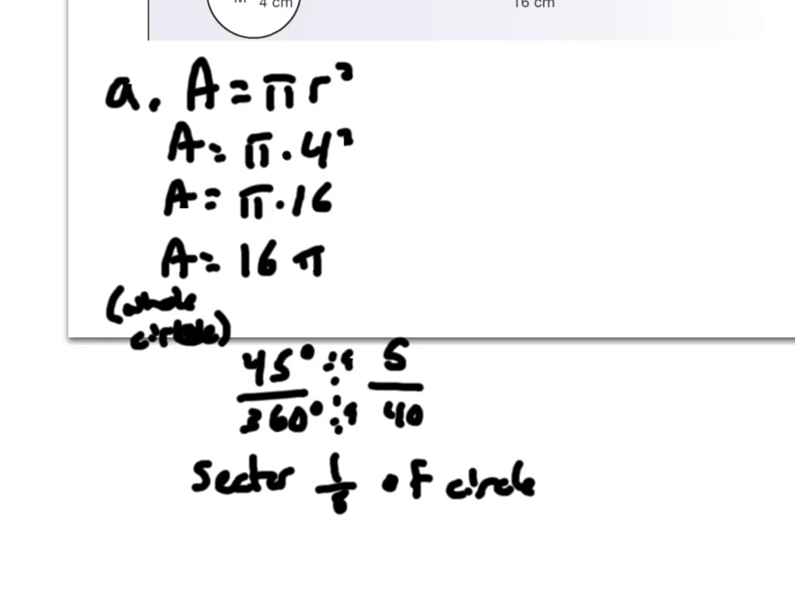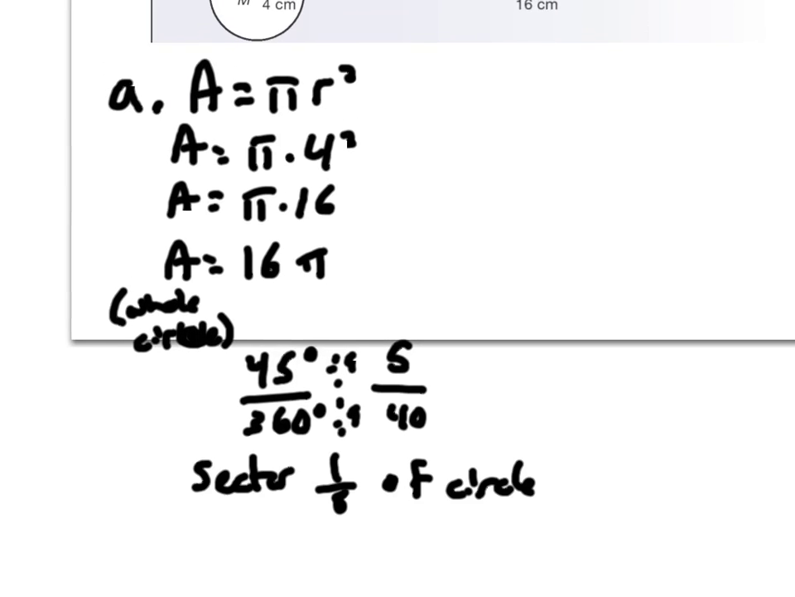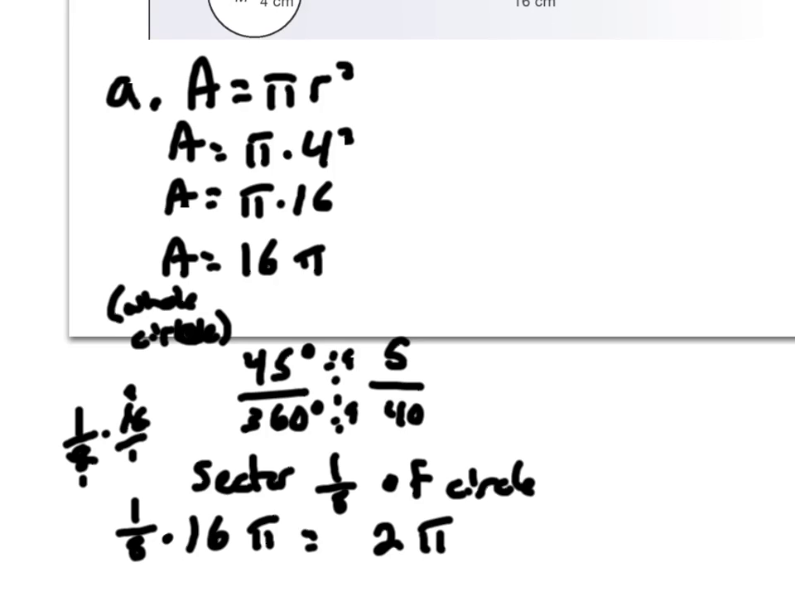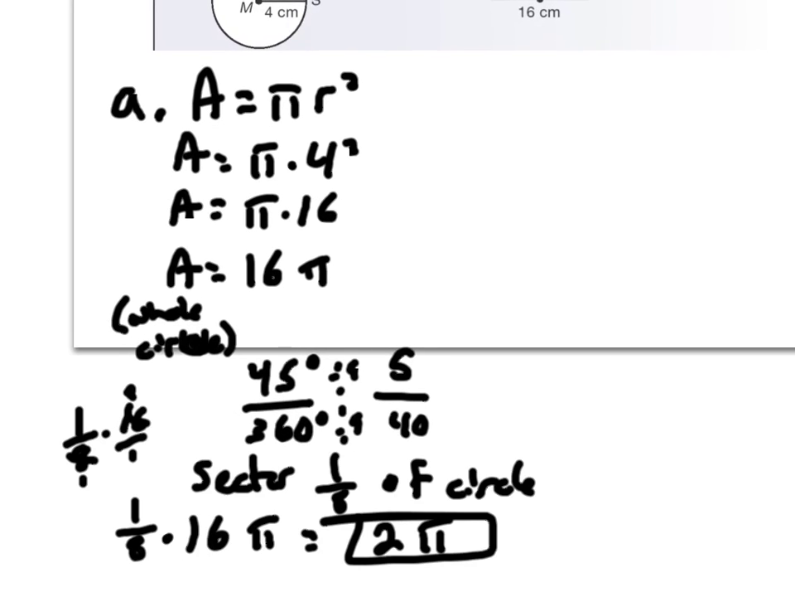Well, if the sector is 1/8 of the circle, then that means the area of it is 1/8 of the area we got. So we are going to take 1/8 of 16 pi. Well, 1/8 of 16 is just 2. Okay, so that equals 2 pi. So the area of our sector is 2 pi because it was 1/8 of the entire circle. Okay?